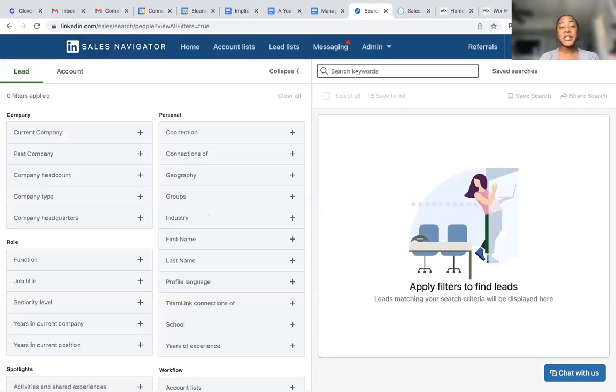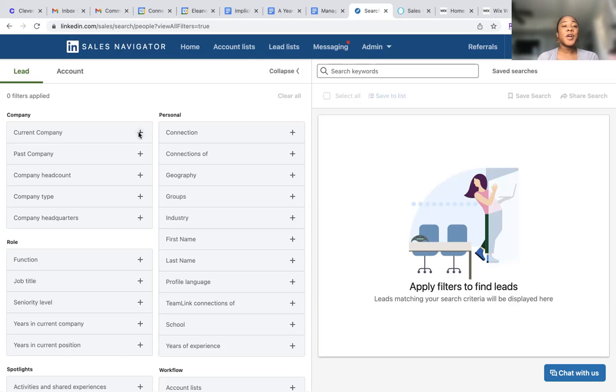And so you'll come over here to lead filters, and then you'll begin to filter out who's included in your target audience. And as we do this over here and we add more filters, you will see this number go down. So it'll start out up at 800 million, but as we add more filters, that number will go down. A good list to start out with is anywhere from like 1,500 to 2,000.